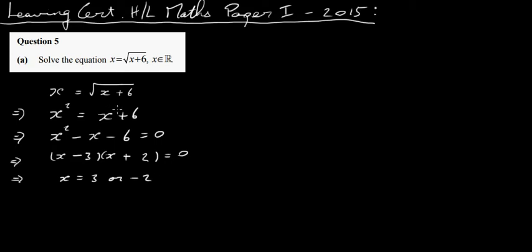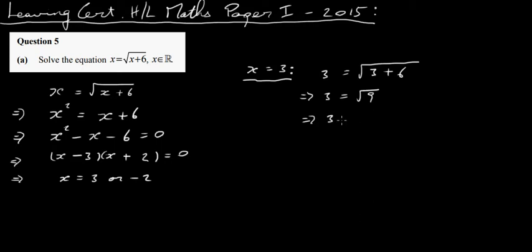Now with these surd equations, you've got to check your answers to see if they work. So let's check them here. Let's take x is equal to 3 first of all. If we take x is equal to 3 and stick it into our original equation, you get 3 is equal to the square root of 3 plus 6. So that gives me 3 is equal to the square root of 9. And we do get 3 is equal to 3 here. So x is equal to 3 is correct.